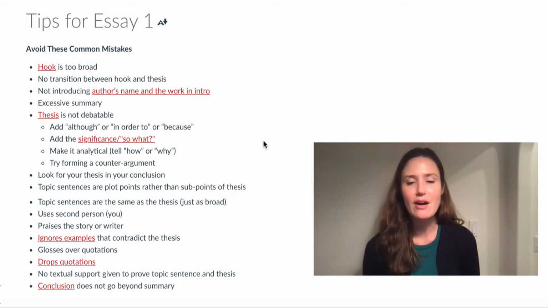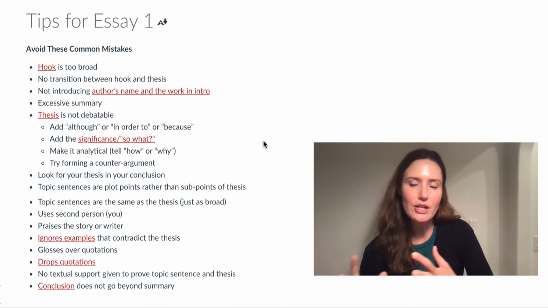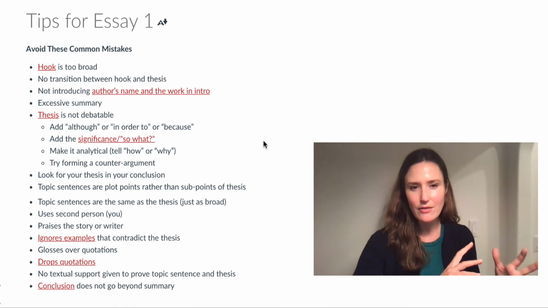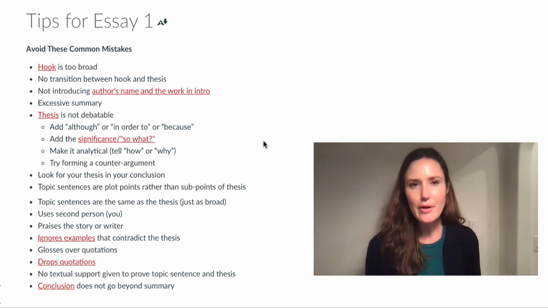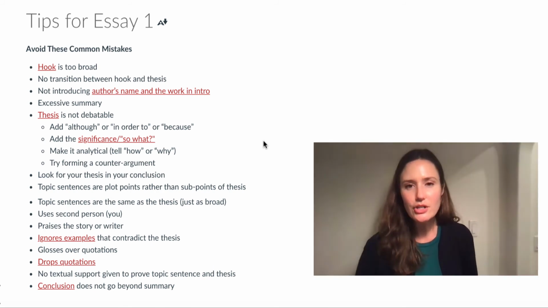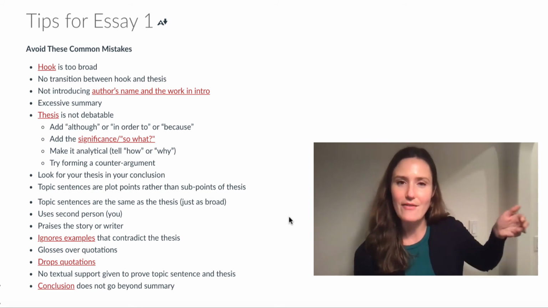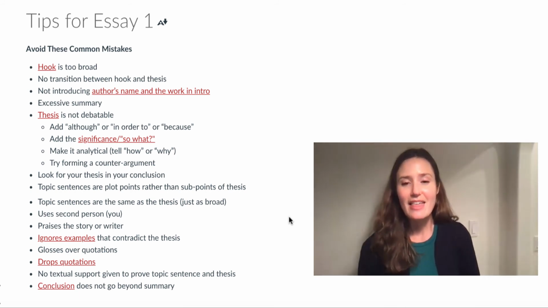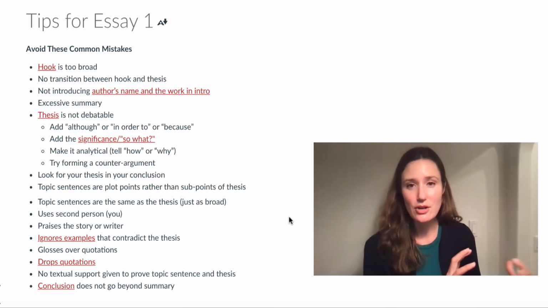Avoid ignoring examples that contradict the thesis. This is something that's really tempting to do. You want to do the exact opposite, and this is kind of counterintuitive. Anytime you're making an argument, whether it's about literature or something else, you may be presented with evidence that challenges your argument, but it actually makes your argument seem weaker if you just ignore that evidence, if you ignore that glaring example or that glaring quotation that's going to kind of put a dent in your thesis.